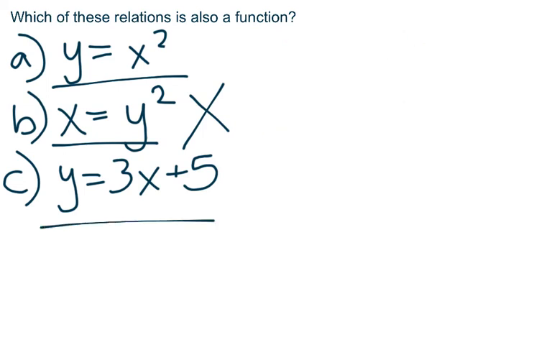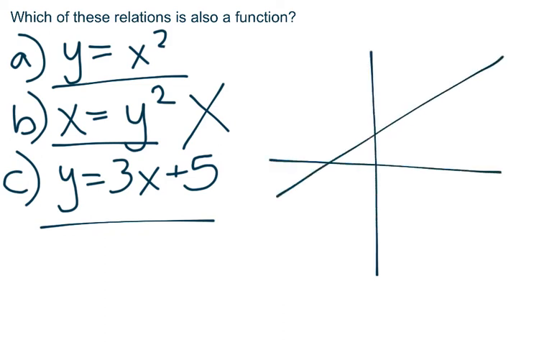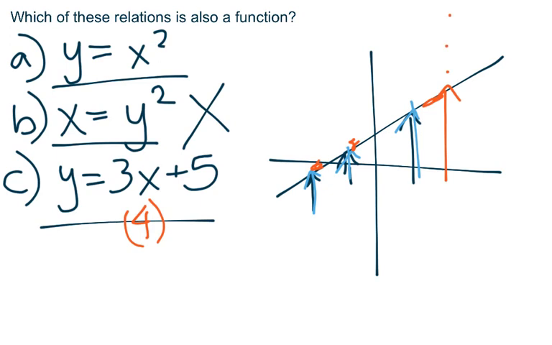Finally, we have y equals 3x plus 5. This is the graph of a line, or this is a linear function. I can tell right off the bat, no matter what input, what value of x I'm looking at, the output will always be one unique number. So inputting 4 into this equation will always give me one exact value. It cannot give me multiple values of y. It will always only give me one value of y. Therefore, this last one over here is indeed a function. So A and C are functions.